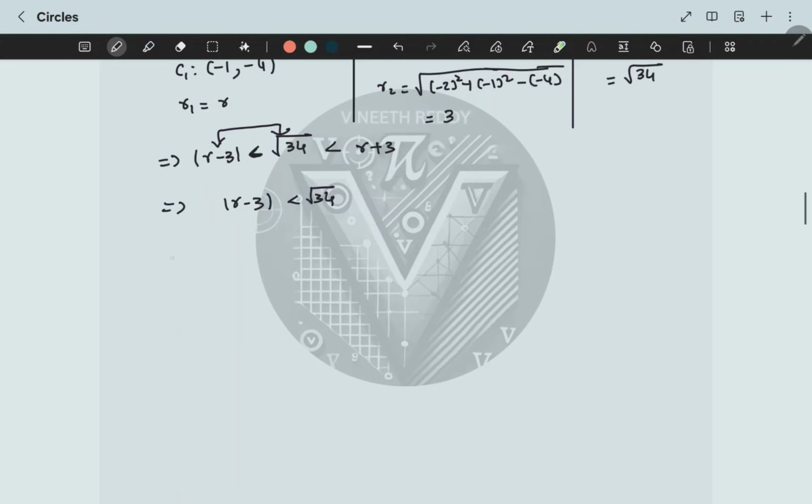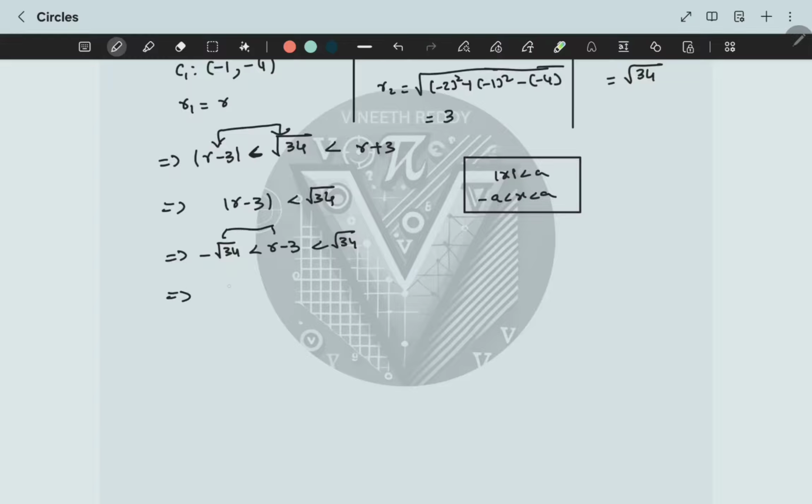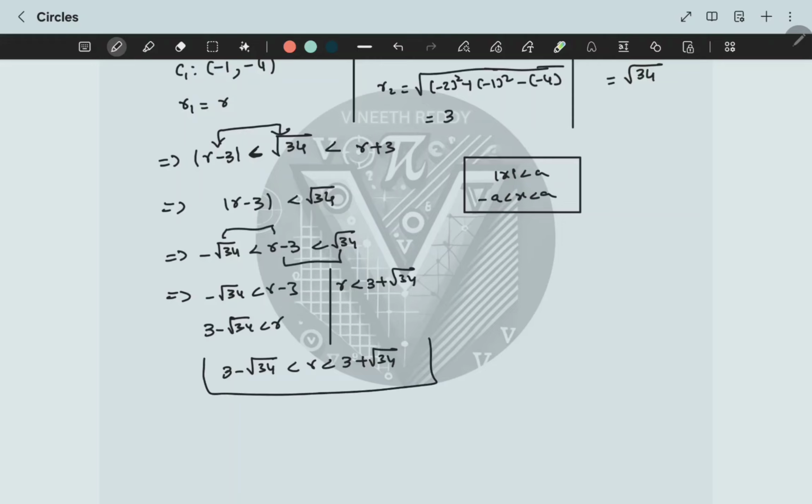So mod of R minus 3 is less than root 34 means minus root 34 is less than R minus 3, which is less than root 34. If mod x is less than a, we say minus a is less than x less than a, right? So we are just using that particular concept. Now minus root 34 is less than R minus 3, that means 3 minus root 34 is less than R, and we also take R is less than 3 plus root 34. So from here we can say 3 minus root 34 is less than R is less than 3 plus root 34. So this is inequality 1, dear students.